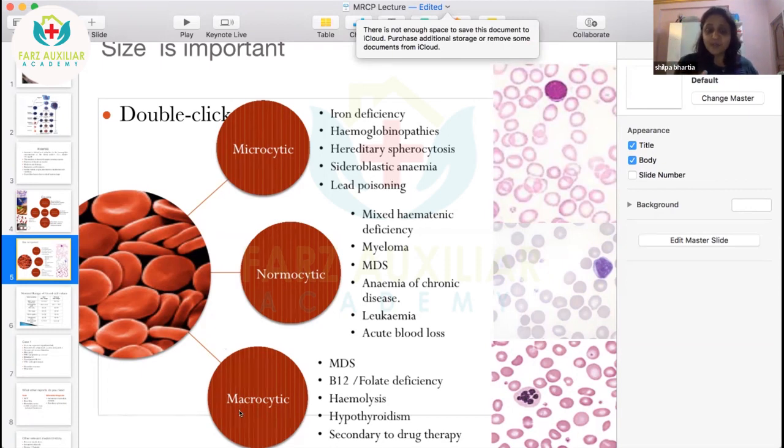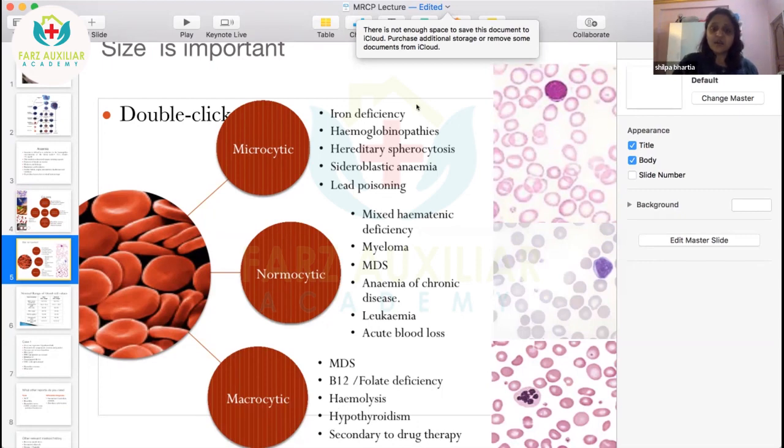It's only when you look at this parameter in detail that you will be able to order the correct set of investigations, because they will very specifically ask you what is your next investigation or what is the diagnostic test to confirm your suspected diagnosis. So when you are looking at a picture with a microcytic anemia, a few things should just flash into your brain.